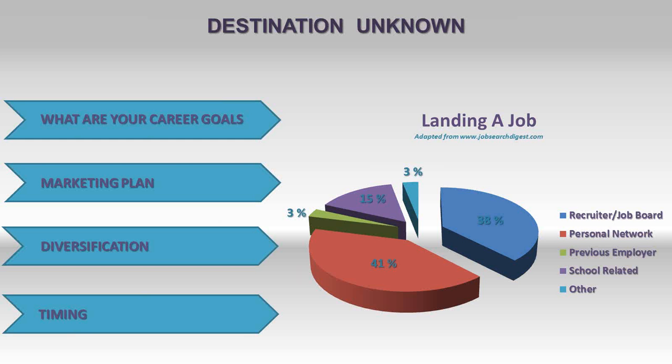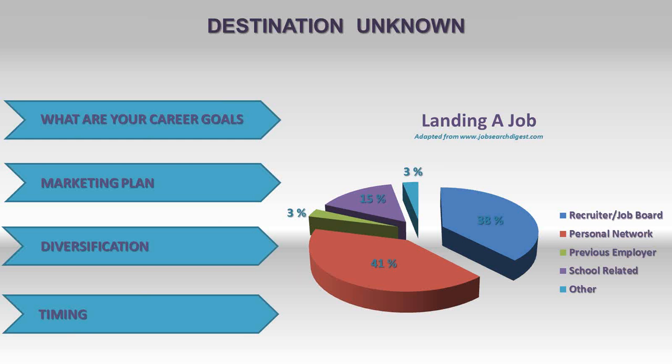which means not building some type of personal network. And as you can see in this particular pie chart, and I adapted this from Job Search Digest, so I didn't just pull these figures out of the air. I actually did a little bit of research on this. And they found that job board and a recruiter is 38%. And as you can see, that's a pretty big chunk. But you're left with 62% of untapped resources. That's even a bigger chunk.